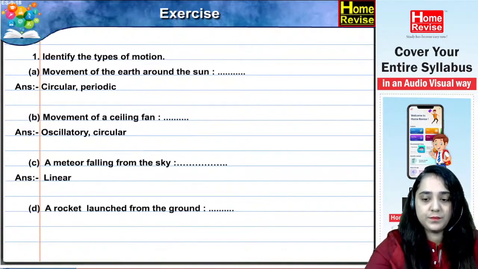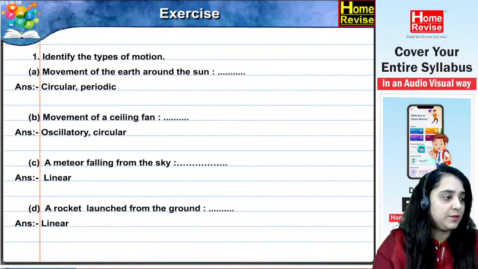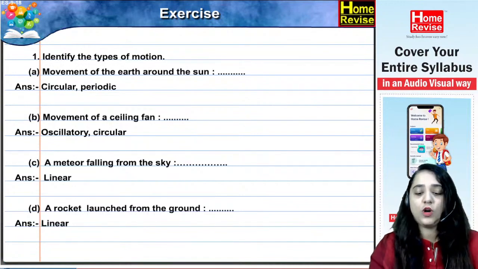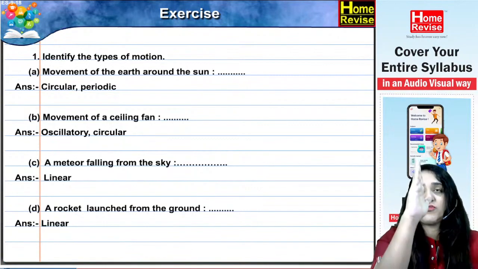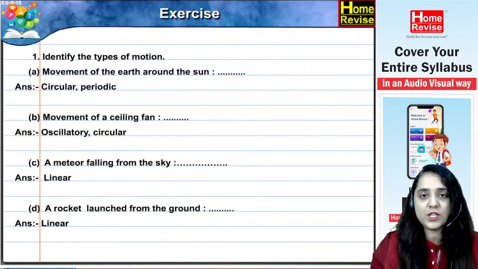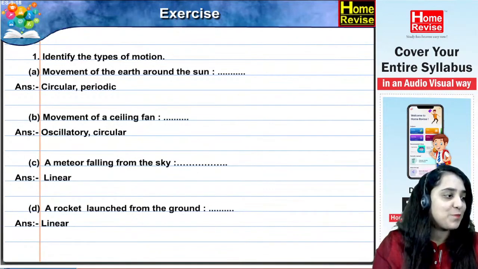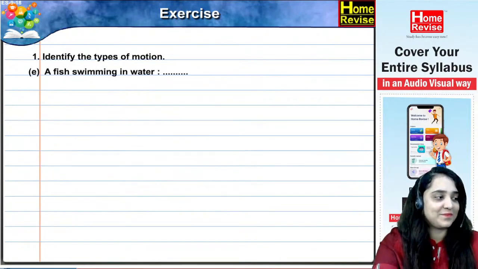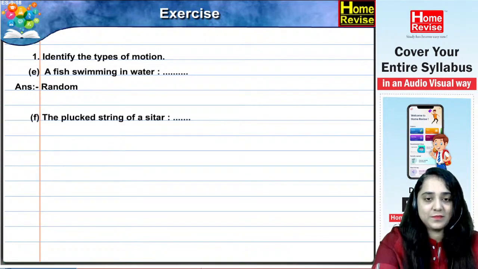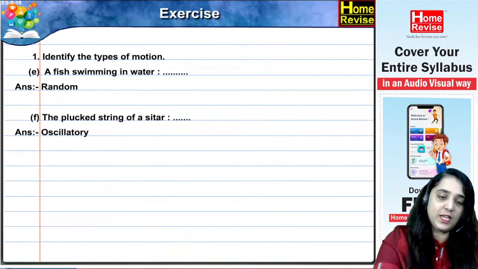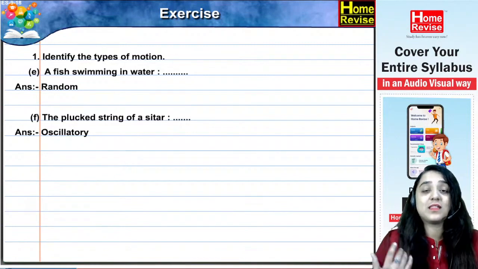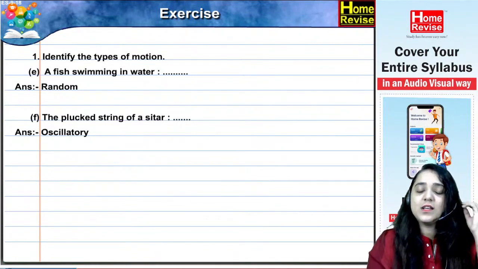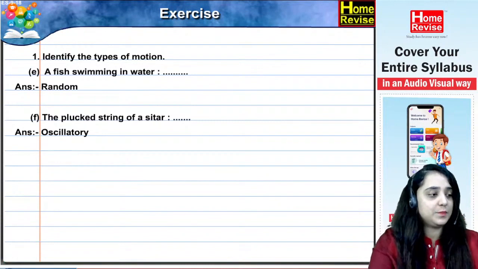D. A rocket launched from the ground. Answer: linear. When you are launching a rocket from the ground, it is moving in a straight line. Is it possible that the rocket goes here and there randomly? No, it is not possible. E. A fish swimming in water. Answer: random. F. The plucked string of a sitar. Answer: oscillatory. When you're plucking the string of the sitar, it is continuously moving, right? So it is in oscillatory motion.